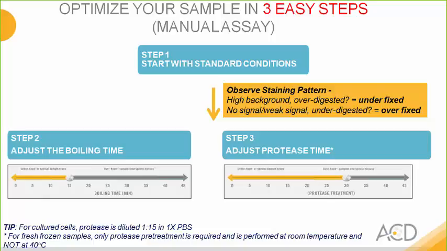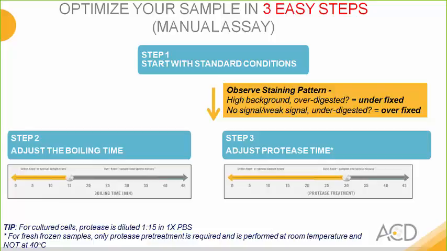Seen in step 2 and step 3 are the target retrieval time to the left and the protease time to the right. Both of these can be moved on a sliding scale depending on where your tissue sits based on fixation. If your tissue is underfixed or perhaps you have special sample types, then you can decrease your target retrieval time or decrease your protease time. On the other side, if your tissues are overfixed, you can either increase your boiling time or increase the protease time.